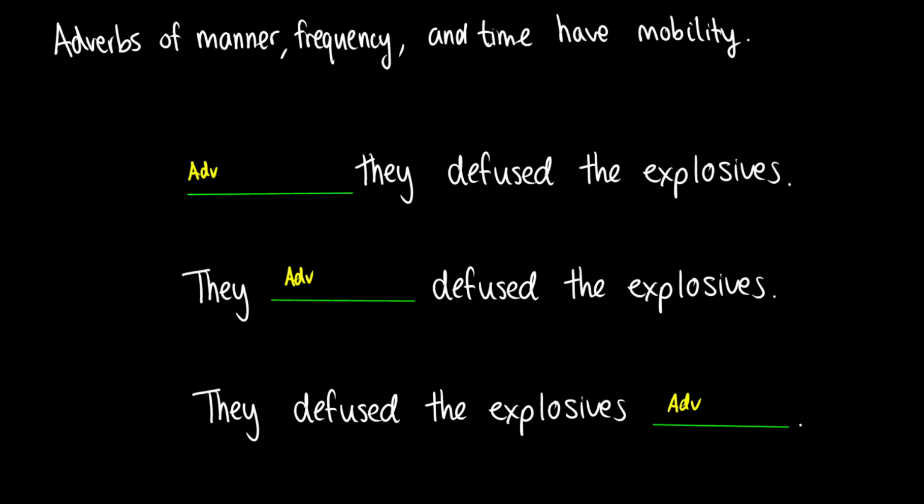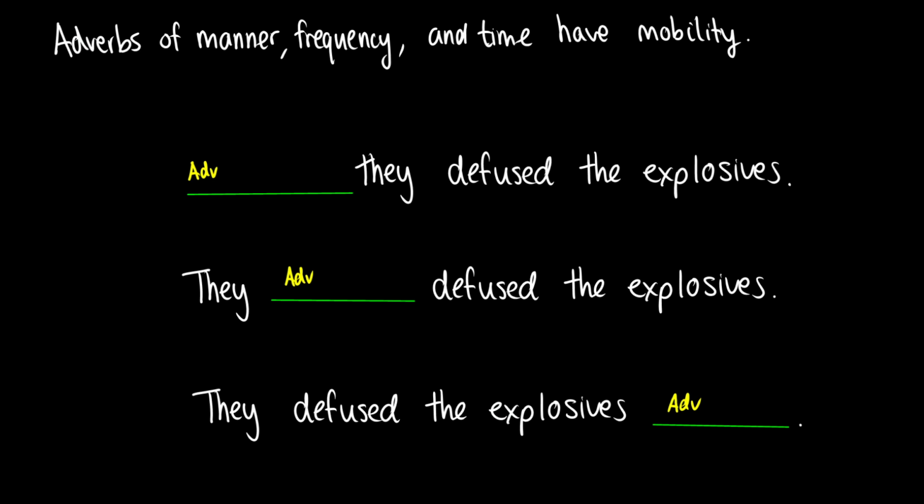So if you have an adverb of manner, frequency, or time, you have an adverb that has what's called mobility, meaning that it can move around. So here's the same sentence three times. They diffuse the explosives. And we can put an adverb into any one of these three positions.